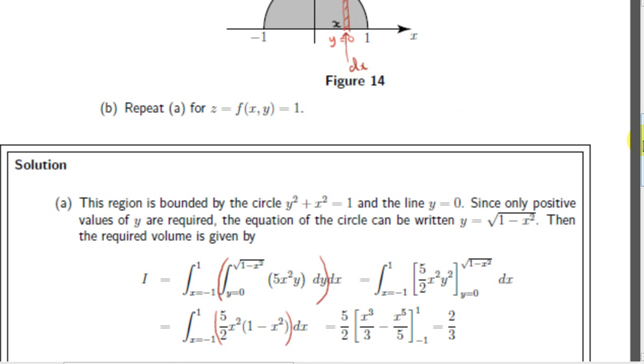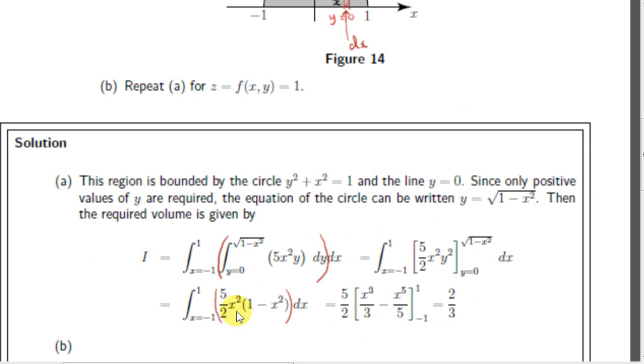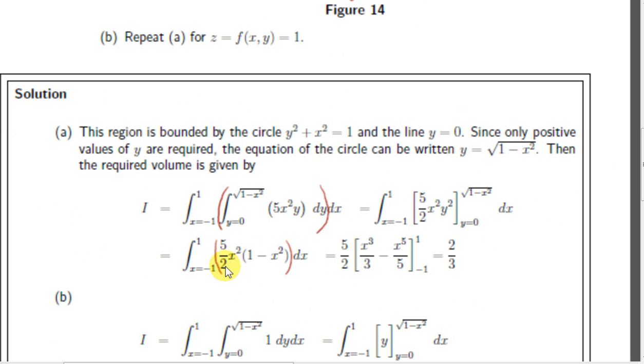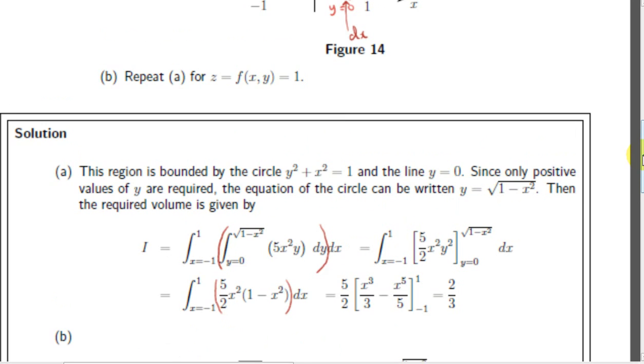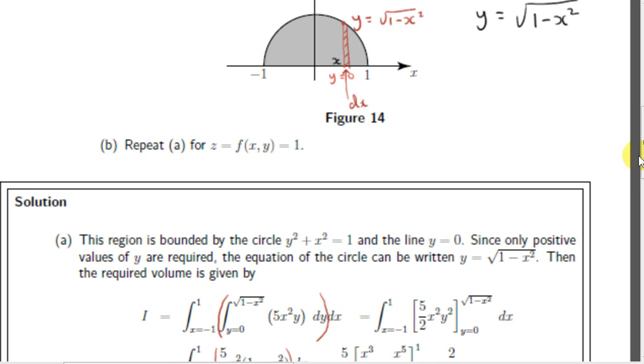Okay, so the cross sectional area is 5 halves x squared times 1 minus x squared. We multiply by dx and we just sum those from -1 to 1. So this is a straightforward integral. We don't need any substitution method here. We can just multiply this in and integrate term by term. And our limits run from -1 to +1.